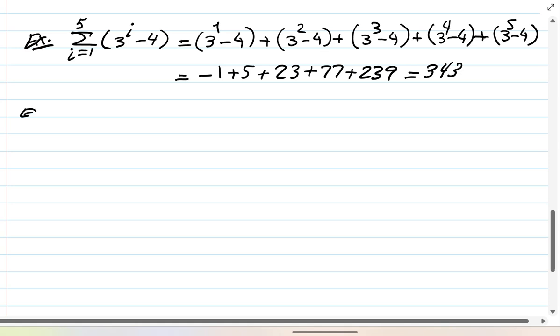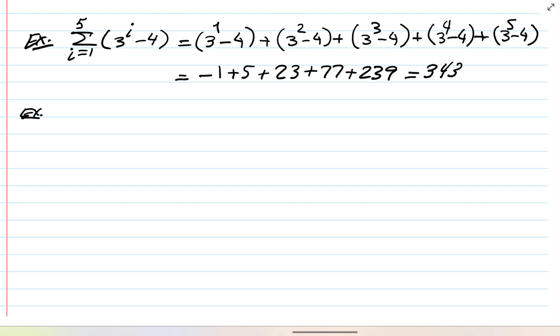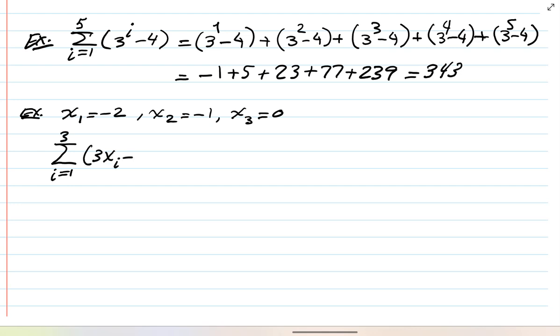Let's say, for instance, this time I'm going to give you some of the values for x sub 1, x sub 2, like that. So suppose x sub 1 is negative 2, and let's make x sub 2 negative 1, and x sub 3, we'll make that 0. So that's what those numbers are. These could be 3 scores on something. And suppose we want to evaluate the sum from i equals 1 to 3 of this expression, 3x sub i minus x sub i quantity squared. So let's see how this is going to work out.